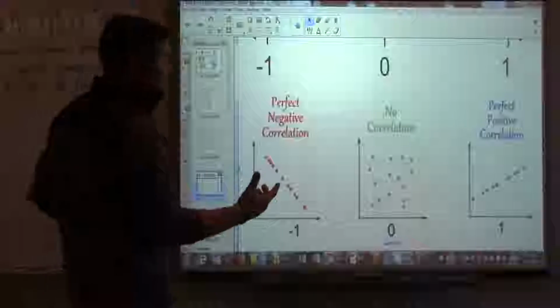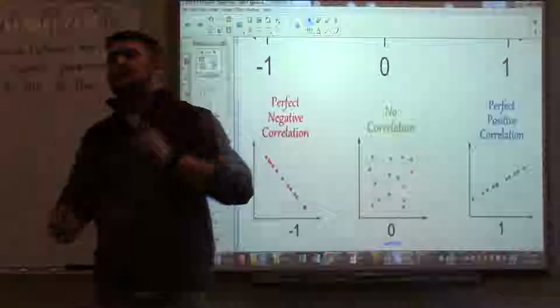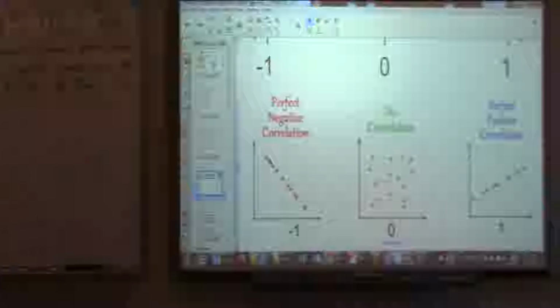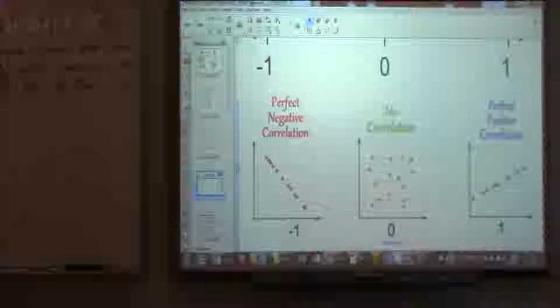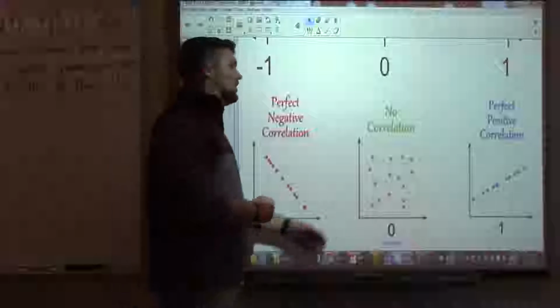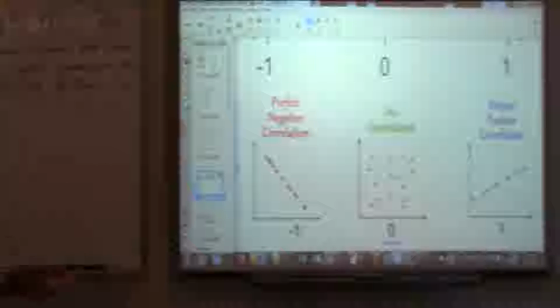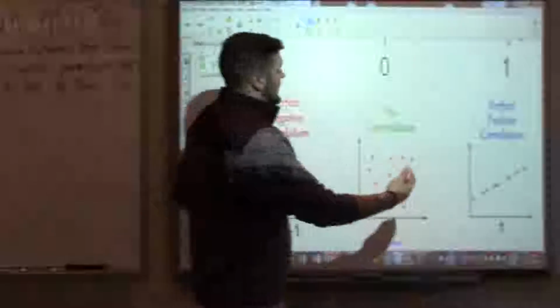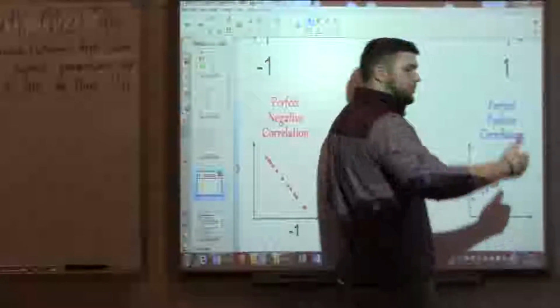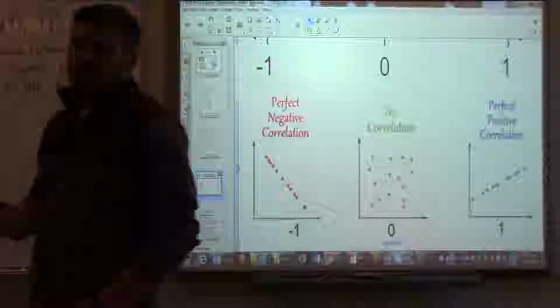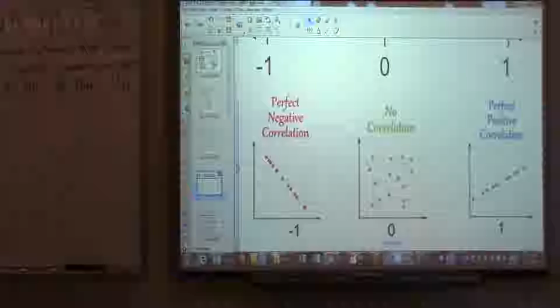No correlation is if I just plot a bunch of points in random spots. There's no rhyme or reason for which way they're being plotted. There's no direction to them being plotted. They're just all over the place. That means there's no correlation. And lastly, a positive correlation, if I look at it from left to right, the points that I'm plotting are going at an upward slope, almost like a positive slope. So that'd be a positive correlation.